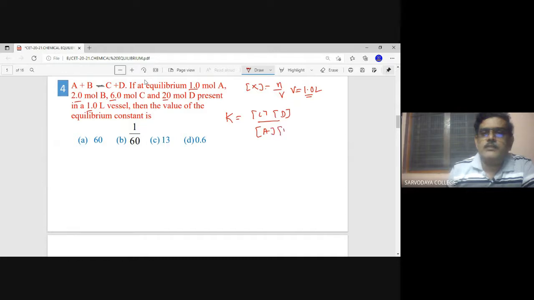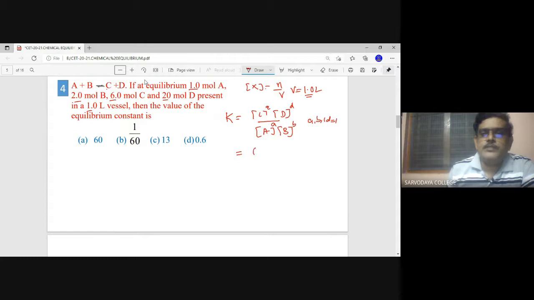So you remember, you have to write products in the numerator and reactants in the denominator. And if there are any coefficients, you have to write the coefficients also. But all coefficients are equal to 1 in this example, so it will be a simple problem.